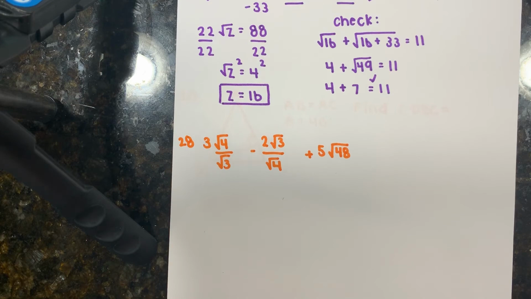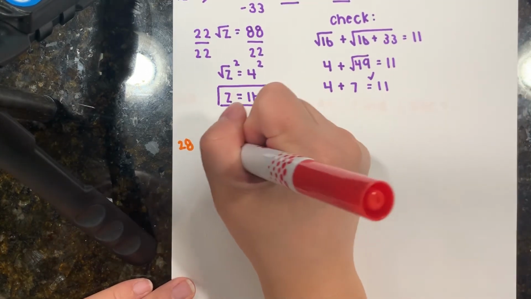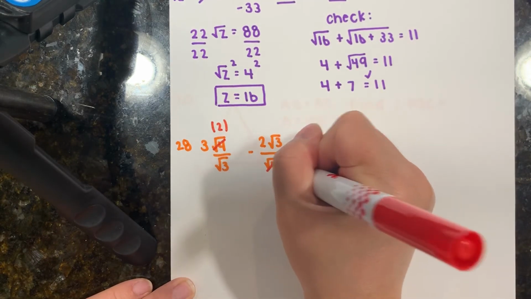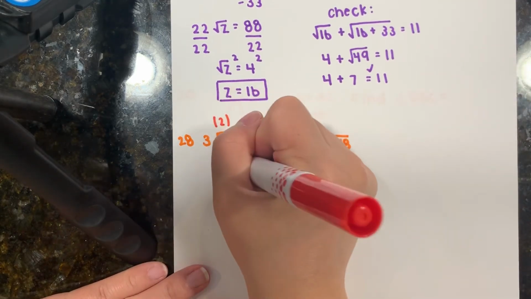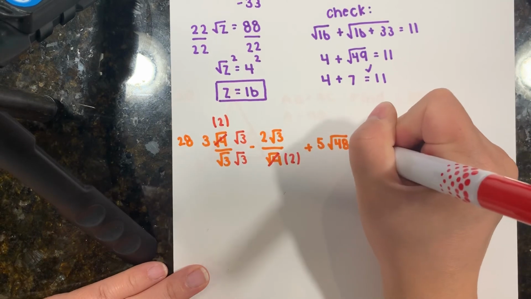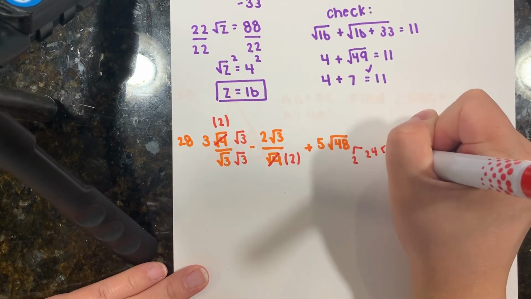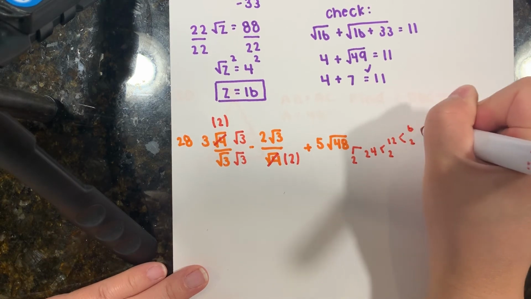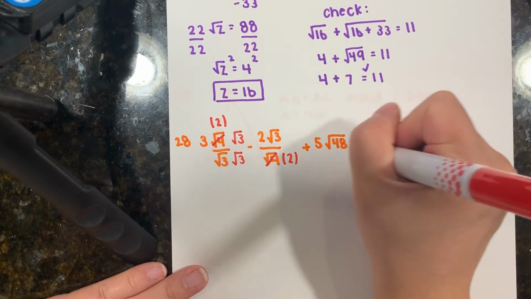Now looking at number 28, before I can even get started, I need to recognize that the square root of 4 is actually just equal to 2. And then I need to get rid of the square root of 3 in the denominator and simplify the square root of 48. So 2 and 24, 2 and 12, 2 and 6, and then 2 and 3. So that means there's 2 pairs of 2's.